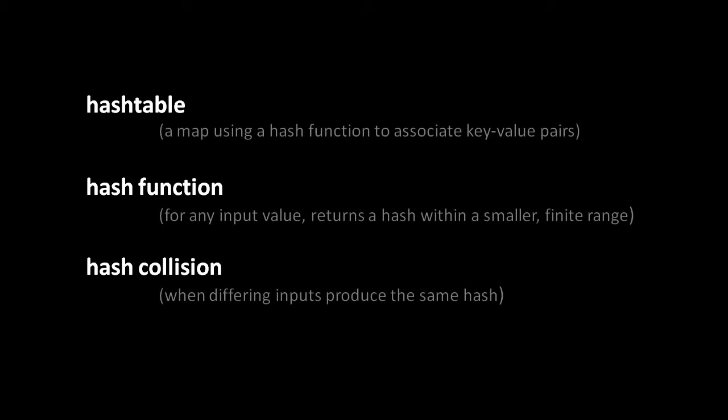Well, a hash function is a function which takes any input value and returns an output value, a hash, which is constrained to a smaller finite range. So, for example, a hash function might take in any integer as input, but then the output might be constrained to a finite range, like say 0 to 100. Now, because the set of possible inputs to a hash function is always larger than the possible set of outputs, inevitably multiple inputs will have to produce the same output, the same hash. When different inputs produce the same output, the same hash, that's called a hash collision.